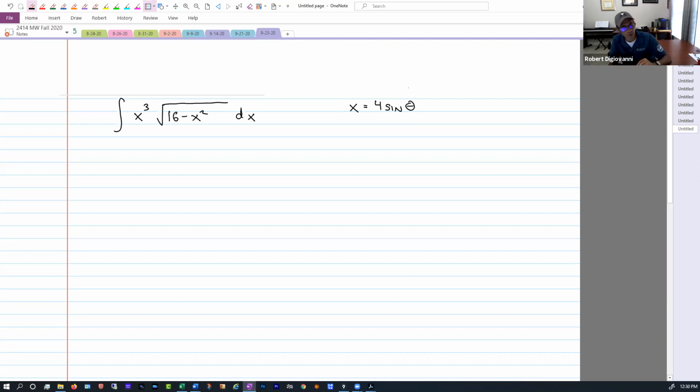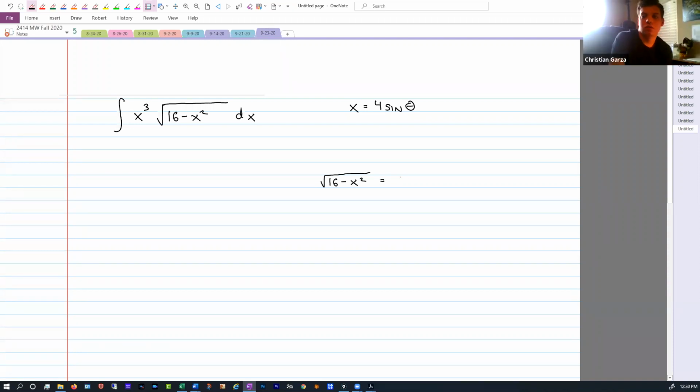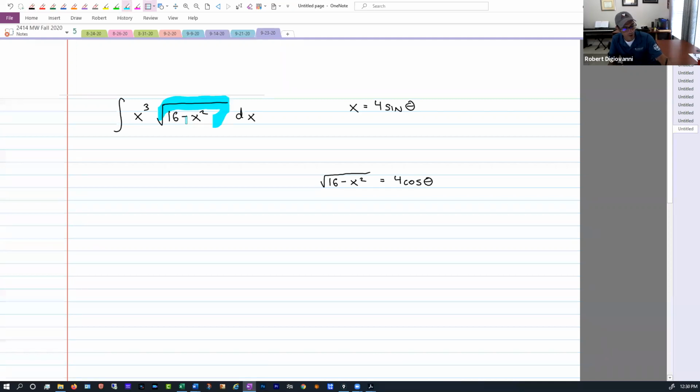What do we know the square root of 16 minus x squared is going to turn into without having to do all the work? We know it becomes 4 cosine theta, right? So right now, as it sits, this whole root thing can be replaced with 4 cosine theta. The x we have here can be replaced with 4 sine theta.